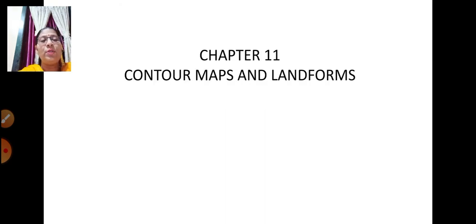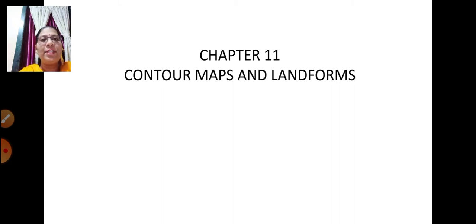Yes, in our earlier lesson, that is chapter number 10, we learned about human settlements. We are going to learn something new in this lesson. Yes, so what is the lesson which we are going to learn? It is chapter 11, contour maps and landforms. Now, what is this contour maps and landforms?